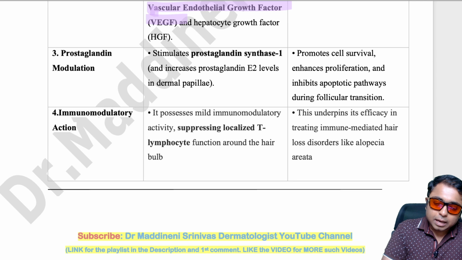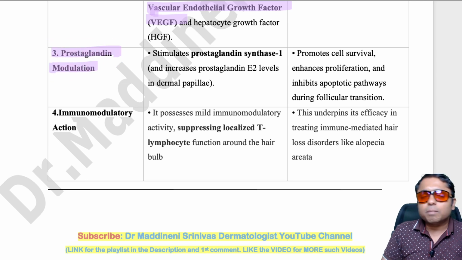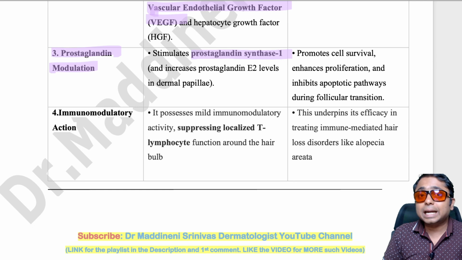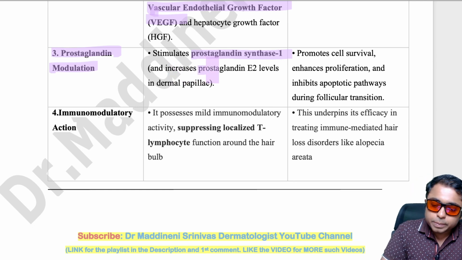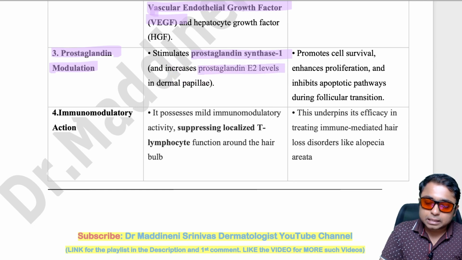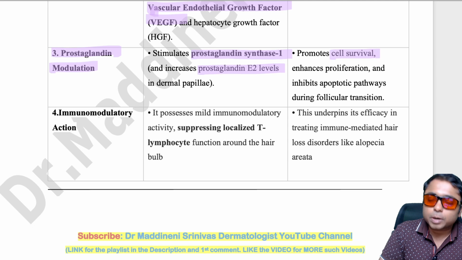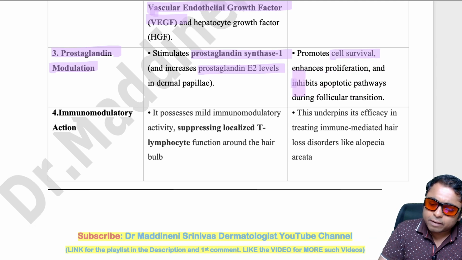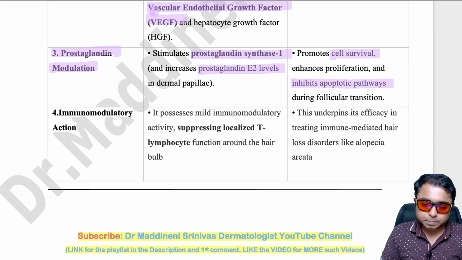Okay. Also remember, it is having a modulatory effect on the prostaglandin pathway, whereby it is going to stimulate the prostaglandin synthase, whereby there is going to be an increase in the prostaglandin E2 levels in the dermal papillae, thereby promoting the cell survival, especially in the anagen hair follicles, and it will also inhibit the apoptotic pathways.